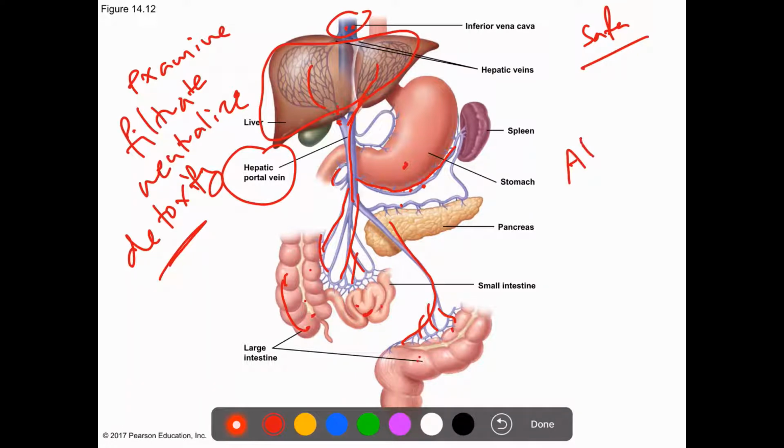Alcohol, for example, is handled by the liver, and that's why people with a drinking problem, the first organ affected is their liver, because it will get exhausted by continuous working to detoxify alcohol.